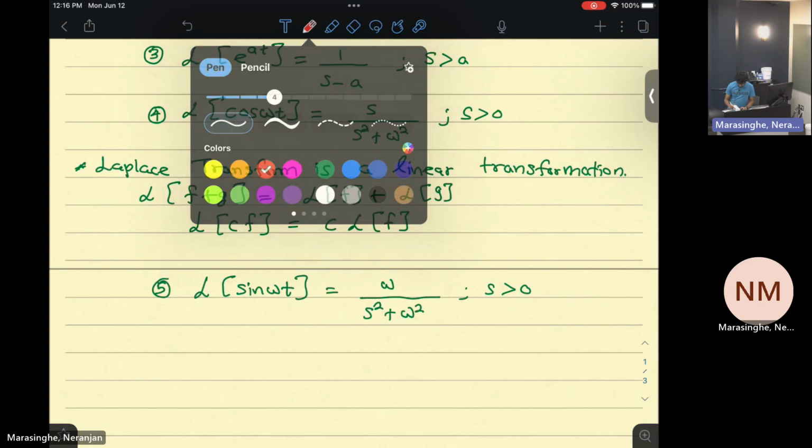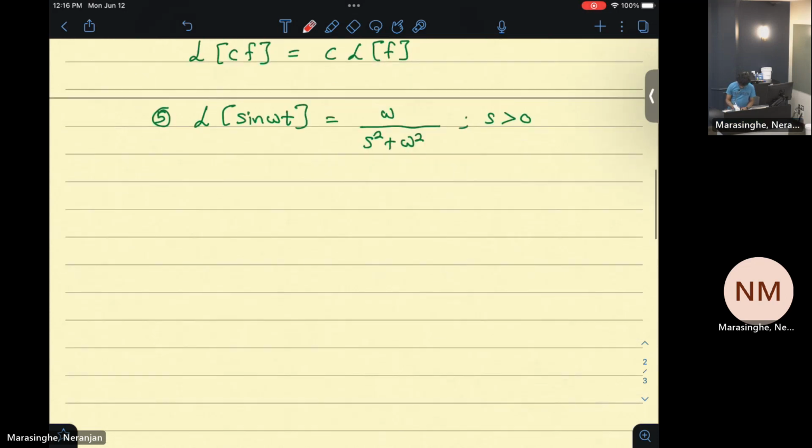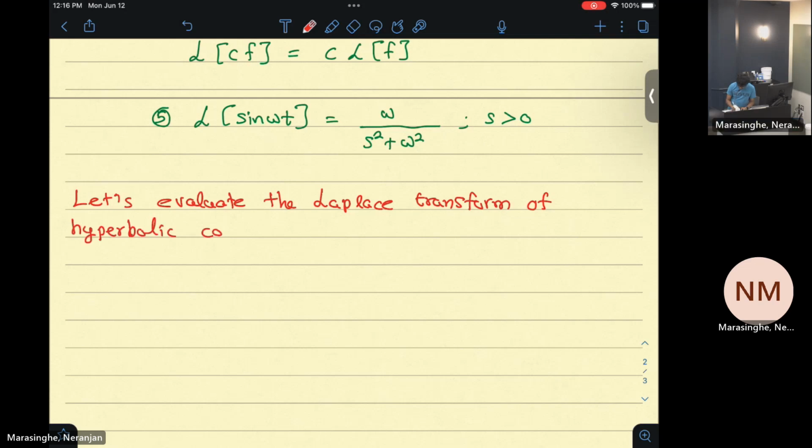First, we would evaluate the Laplace transform of hyperbolic cosine. Let's evaluate the Laplace transform of hyperbolic cosine and hyperbolic sine functions.